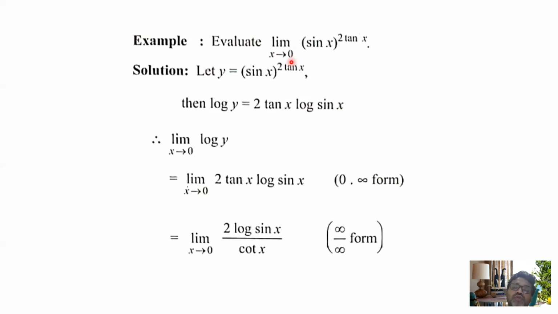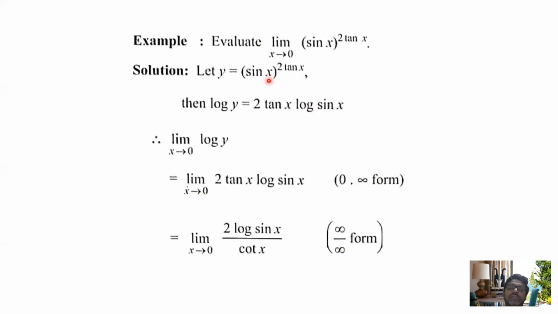Now, these are very good examples. Evaluate limit x tends to 0 of (sin x) to the power 2 tan x. Now try to understand. Let y be this; it is of the form 0 to the power 0, since sin 0 is 0 and tan 0 is 0.